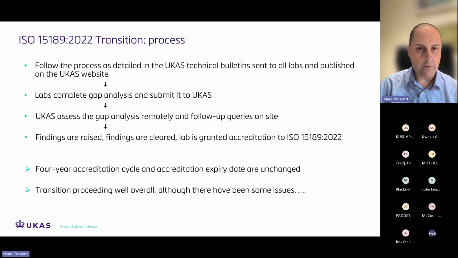Now, some labs have asked about the impact on the accreditation cycle. So it's really just to reinforce that once you've had your transition assessment, there is no impact on the 4-year accreditation cycle. So wherever you are in that, whether it's surveillance 1, 2, or 3, you will continue in that and move to the next assessment in the following year. And also the accreditation expiry dates are unchanged as well. So there's no going back to the start of the cycle again. We will just continue where you are.